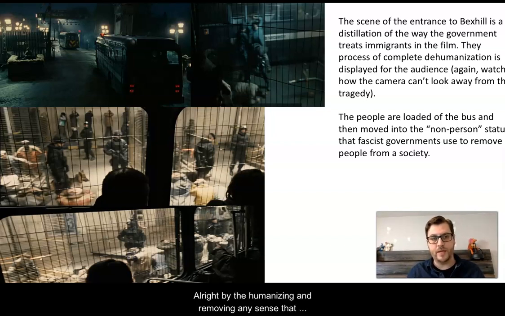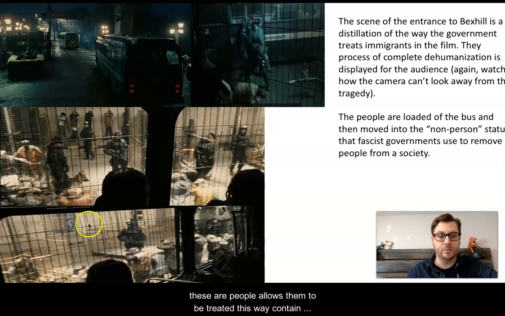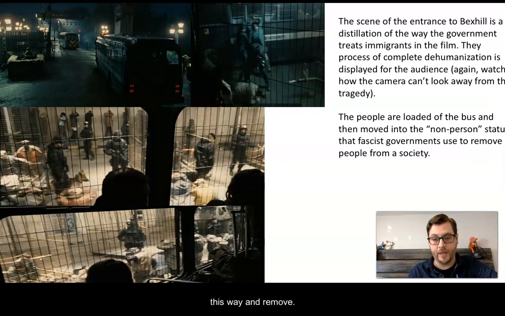All right, by dehumanizing and removing any sense that these are people, it allows them to be treated this way, contained this way, and removed.